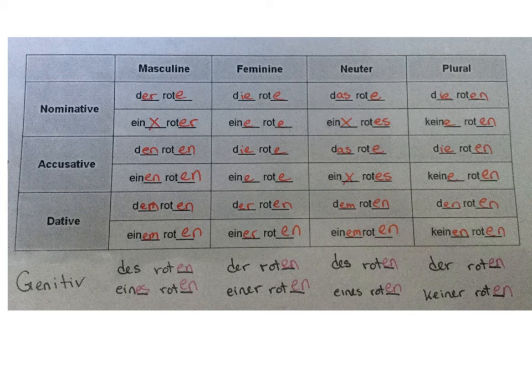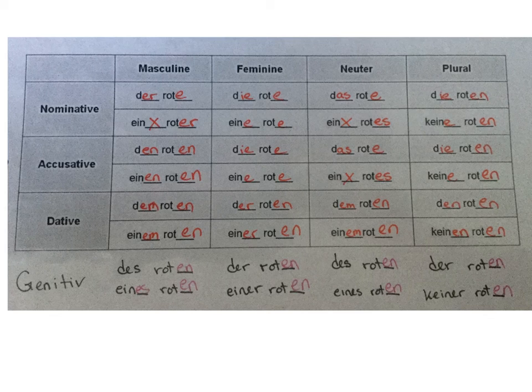First, we're going to start with adjective endings that are preceded by definite or indefinite articles. Pause the video and fill in the chart on page 49 of your packet. Make sure that you add a genitive row underneath. Remember that this chart includes both the definite and indefinite articles.